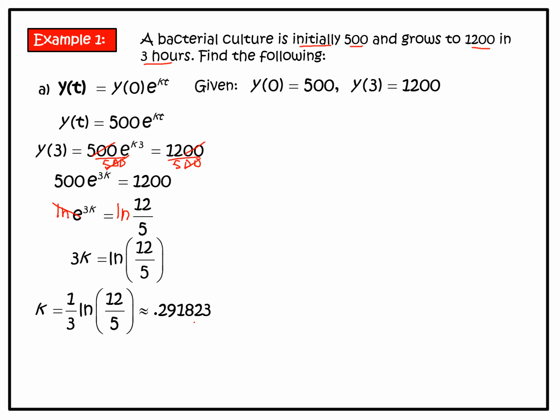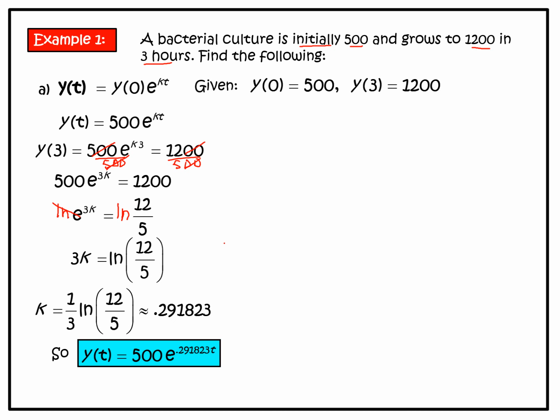Okay, so now what we can do is take that and plug it back in here for k. So that gives us the equation y of t then is 500 e to the 0.291823 t. And again, use several decimal places with that constant. So we've got our y of t.